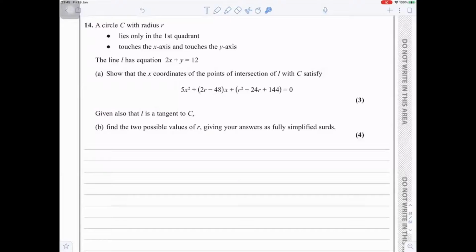Question number 14. A circle C with radius r lies only in the first quadrant, touches the x-axis and touches the y-axis. The line L has equation 2x plus y equals 12. Show that the x-coordinates of the points of intersection of L with C satisfy 5x squared plus (2r minus 48)x plus r squared minus 24r plus 144 equals 0.